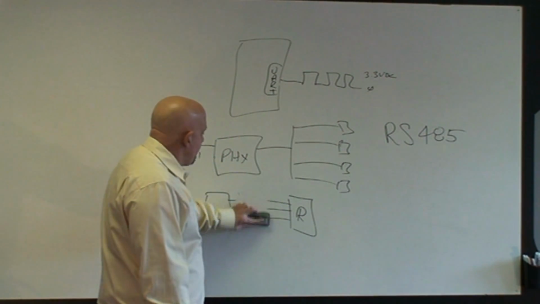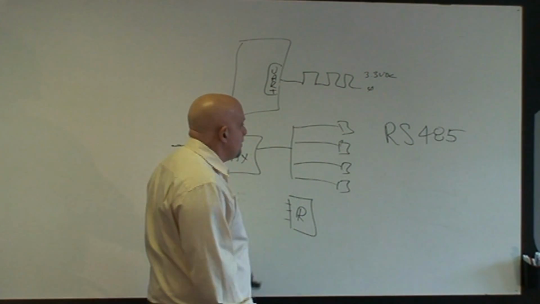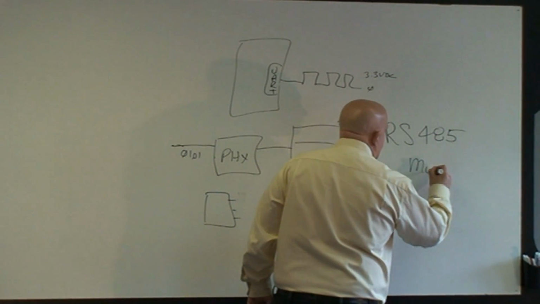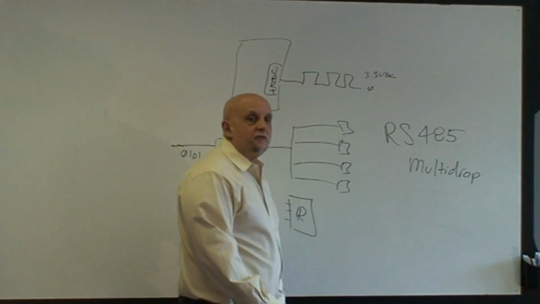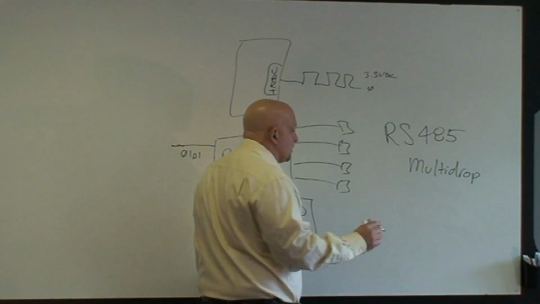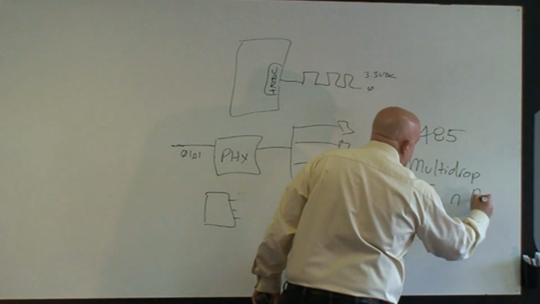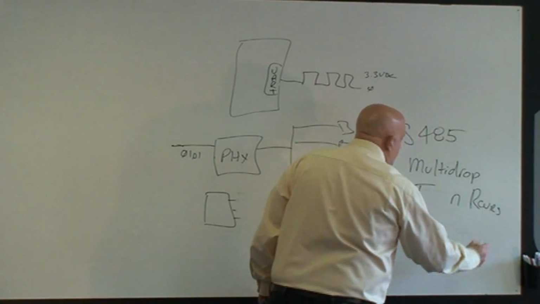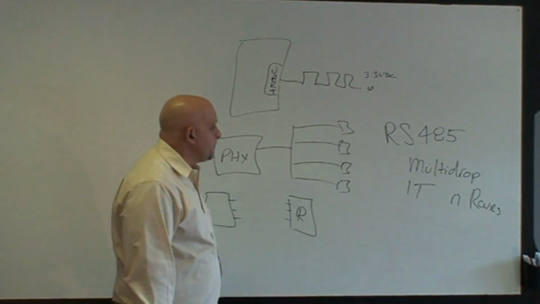So with RS485, the big thing is it's multi-drop. That means that there's one guy transmitting and everybody else is listening. One transmitter and receivers. That's the big differentiator for RS485.